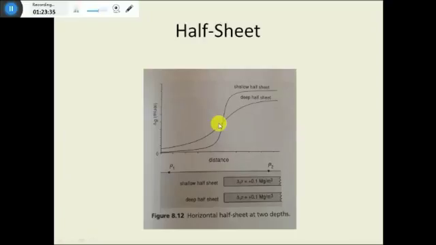Okay, the times that you will actually get an anomaly, that you've seen already, is when you've got a half sheet, and it's this edge that you're picking up. And again, you can see the shallow half sheet over here, because it's shallower, you've got quite a strong anomaly, and as it goes deeper, we said the wavelength becomes broader. So again, it applies to all bodies.